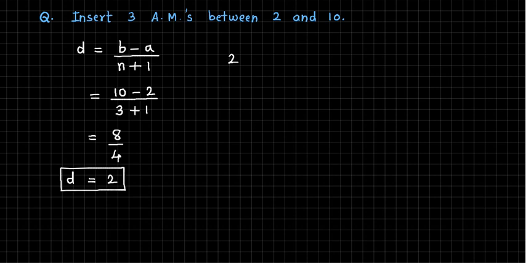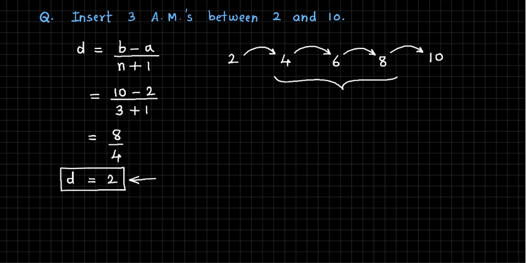Now you see, here we have the two given numbers 2 and 10 and we have got the common difference as 2. So you just add 2 to this, so you will get 2 plus 2 as 4. You add 2 once again, you will get 6, and finally you add 2 once again, you get 8. And you can confirm that when you add 2 to this 8, you will get the last number 10. So the link is completed and the required 3 means are nothing but 4, 6 and 8.